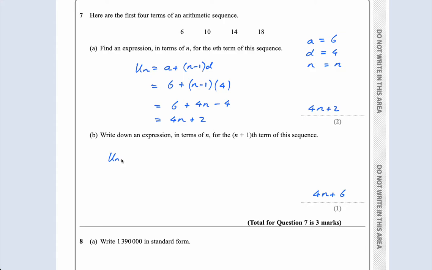Or, what you can always do is, once you have this, sub n plus 1 in for n. I think this might actually make more sense to you. So to find the 10th term, you sub in 10. To find the 20th term, you sub in 20. To find the n plus 1th term, you sub in n plus 1. So that gives us 4n plus 4 plus 2, which equals 4n plus 6.